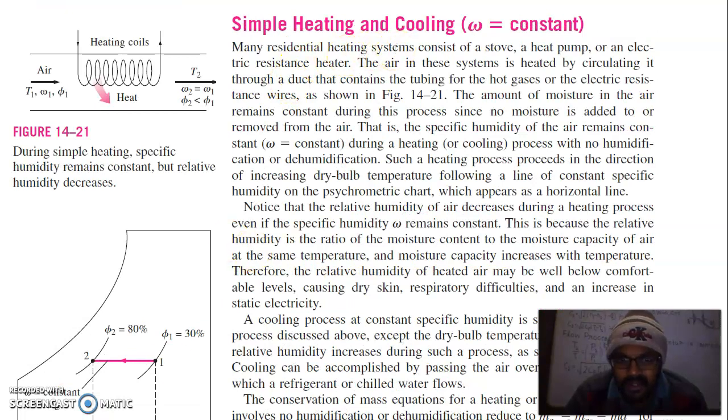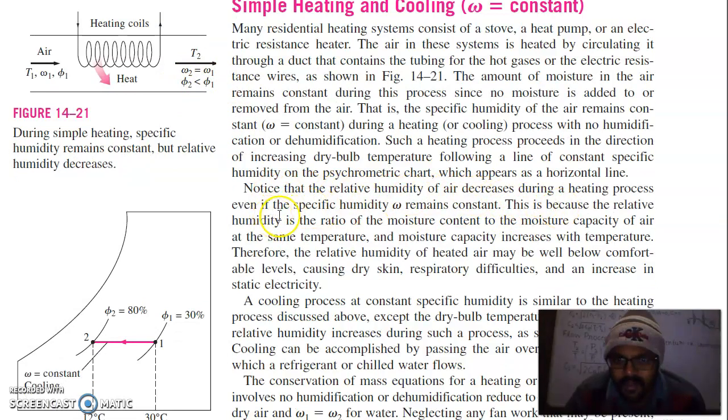Simple heating and cooling. So you can see here, air is coming here. During the heating process, the specific humidity remains the same, that is omega 2 is equal to omega 1, but the relative humidity will decrease. Notice that the relative humidity of air decreases during a heating process, even though the specific humidity omega remains constant.